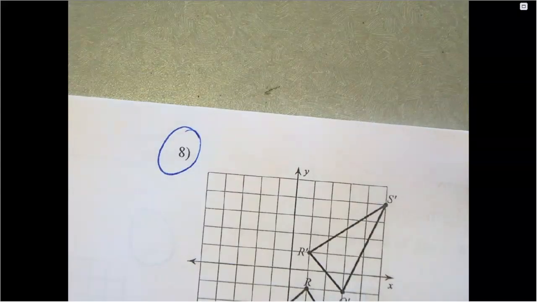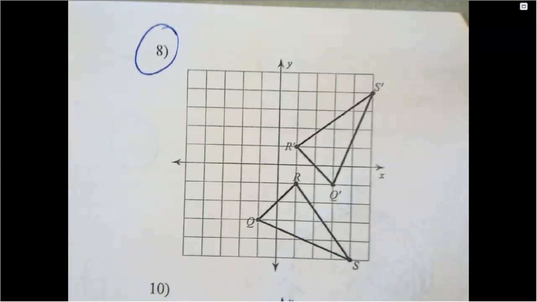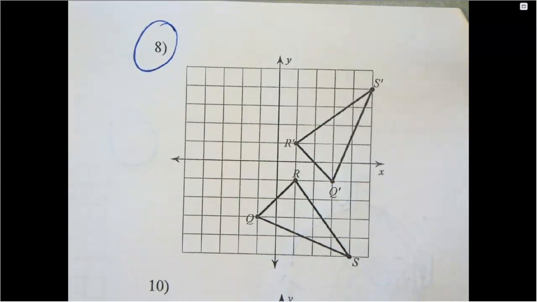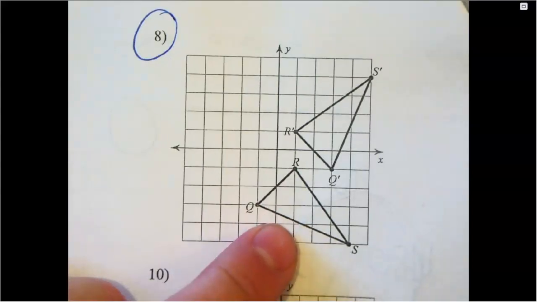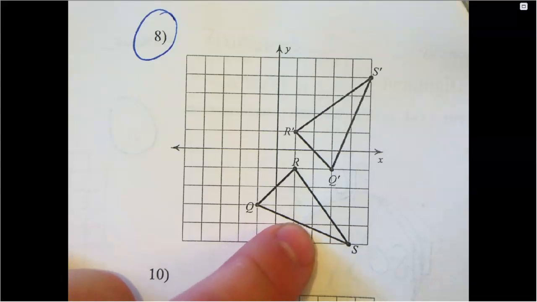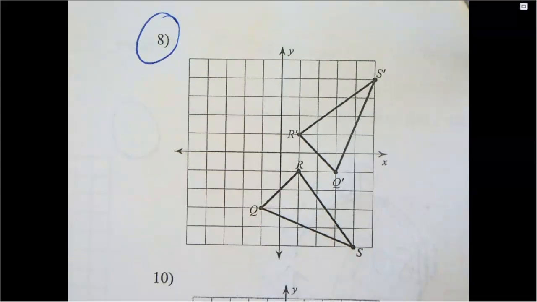I'm going to do one more rotation one, so if you want to join me, I'm going to look at number 8. The way I know it's a rotation is I just know it's not the other three. It's not a dilation because it didn't get bigger or smaller. It's not a translation because the shape is tilted. It's not a reflection because it's not mirrored. It is a rotation. The question is then how much.